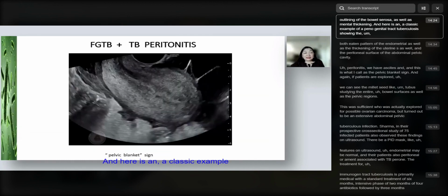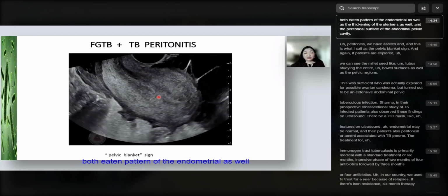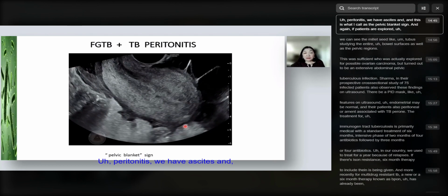And here is a classic example of female genital tract tuberculosis, showing the moth-eaten pattern of the endometrium, as well as the thickening of the uterine serosa and the peritoneal surface of the abdominopelvic cavity. In TB peritonitis, we have ascites and fibrin formation, and this is what I call the pelvic blanket sign.